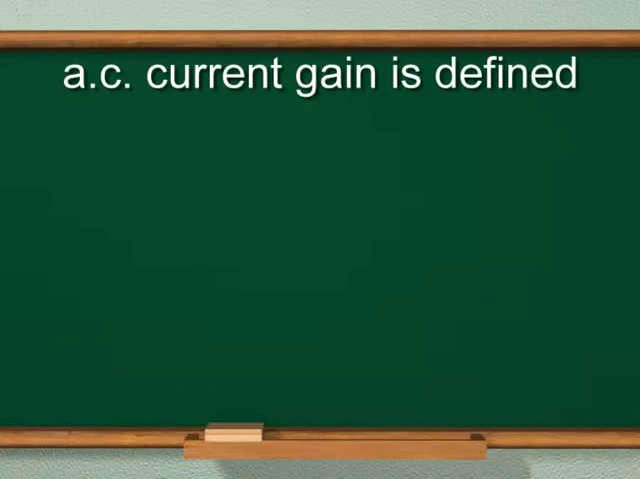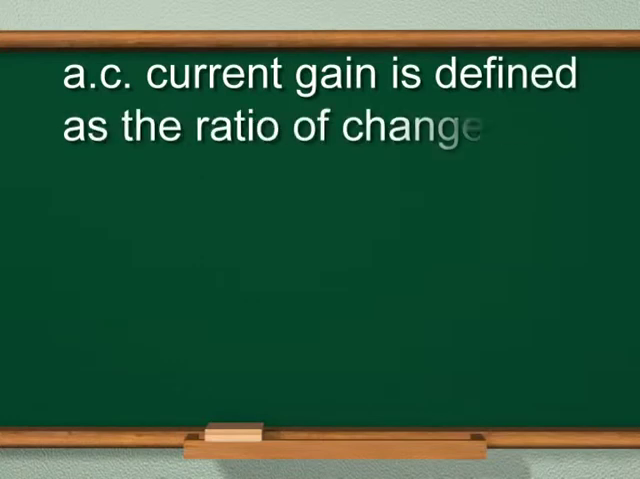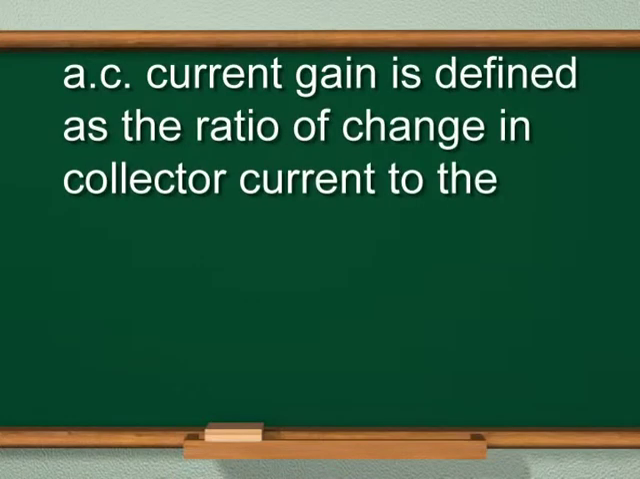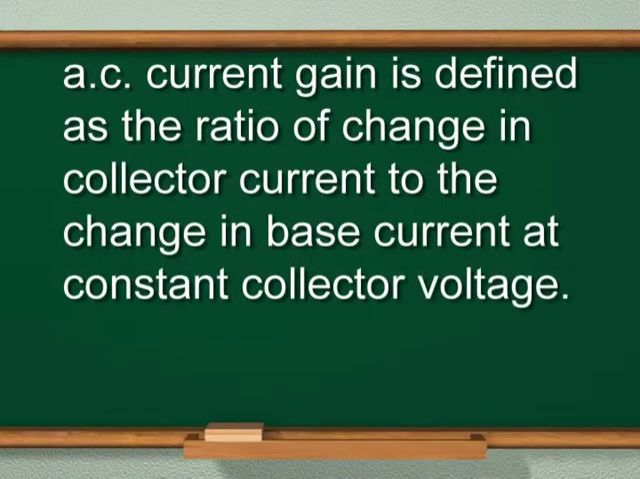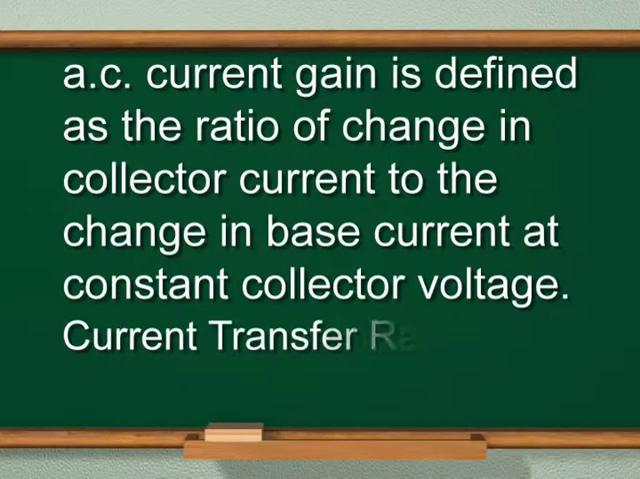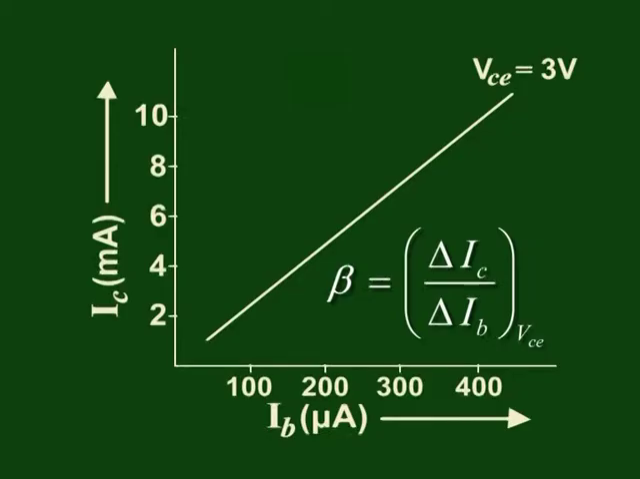AC current gain is defined as the ratio of change in collector current to the change in base current at constant collector voltage. It is also called current transfer ratio and is denoted by beta. Therefore, beta is equal to delta IC by delta IB at constant VCE.